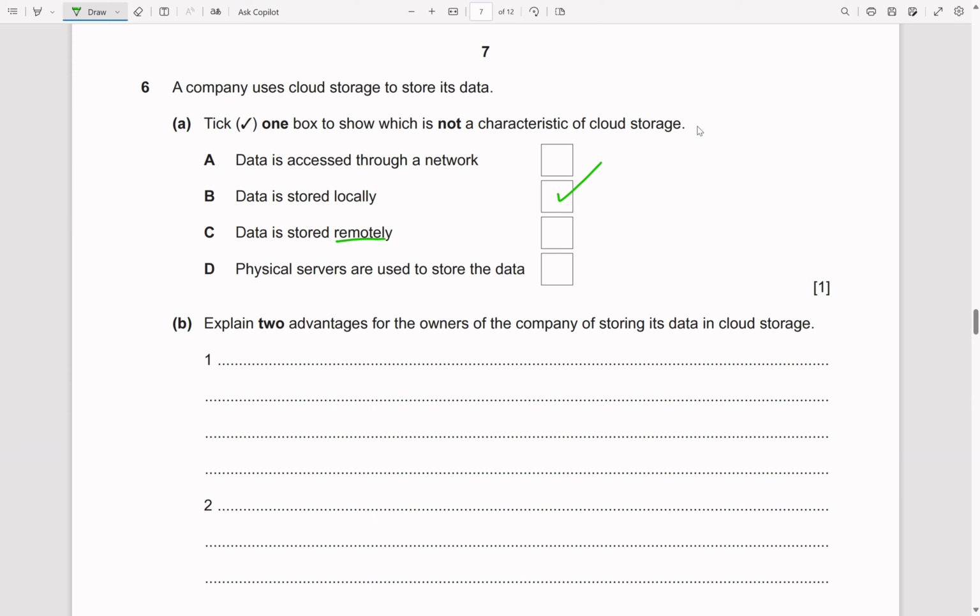And yeah, physical servers are used to store data. Well, this is true because, even though it's called cloud, I would say it's mostly a marketing scheme really. Because just 20 years ago, people were using physical servers to store data and store websites. A cloud is just the exact same thing.